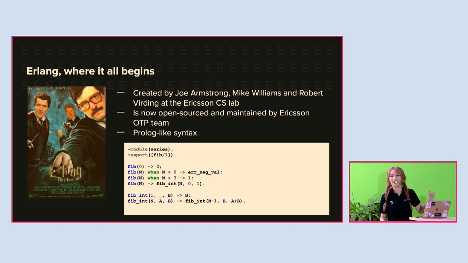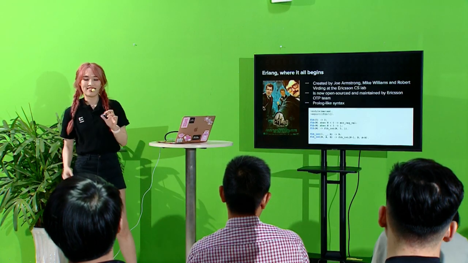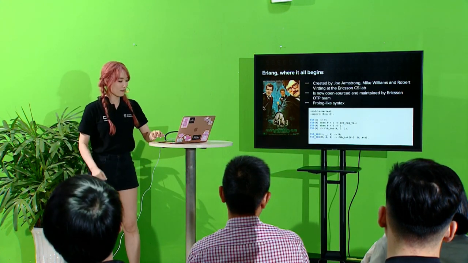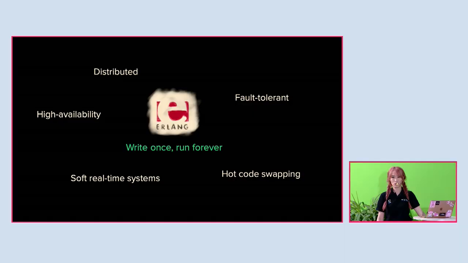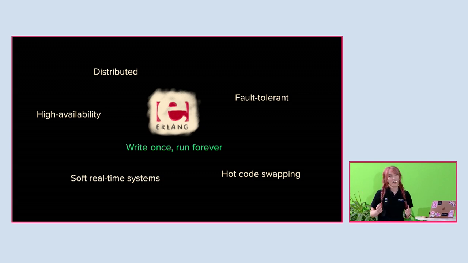Erlang has a different syntax from other programming languages, a bit like Prolog. As you can see on the screen, it's a bit of sample code with Erlang. Erlang is built to write once and run forever. That's the word from Joe Armstrong. It's for distributed, high availability, soft real-time systems, fault tolerant, with hot code swapping. That's the whole essence of Erlang.